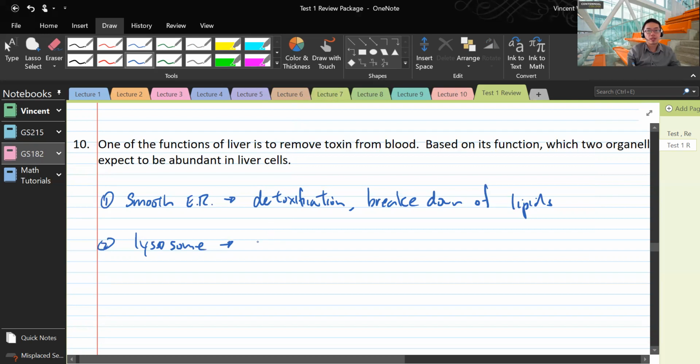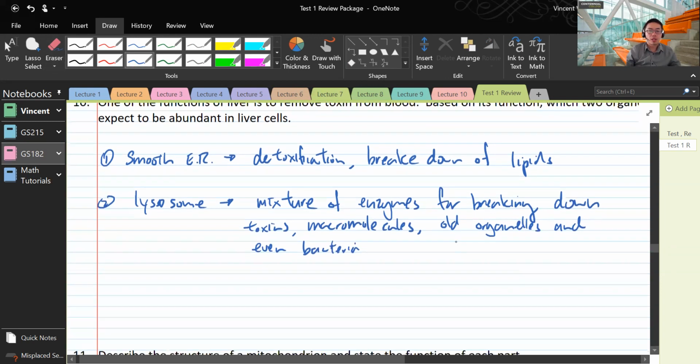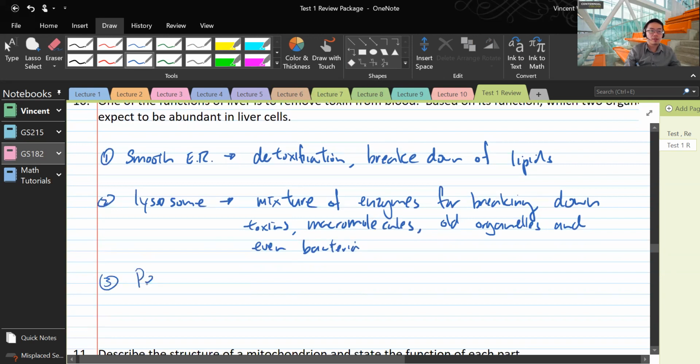Lysosome. It has a mixture of enzymes, right? For breaking down toxins, macromolecules, old organelles, and even bacteria. If it happens to be a white cell and it ate the bacteria, it's going to be able to break it down. Sakina said peroxisome. That is also an acceptable answer. Very good.